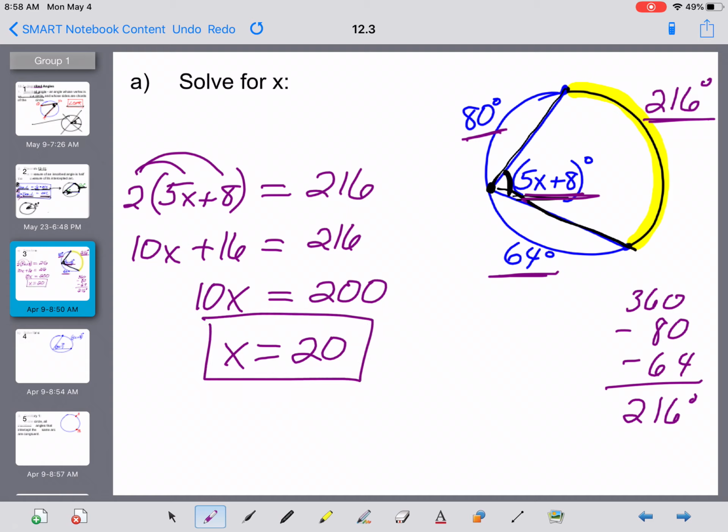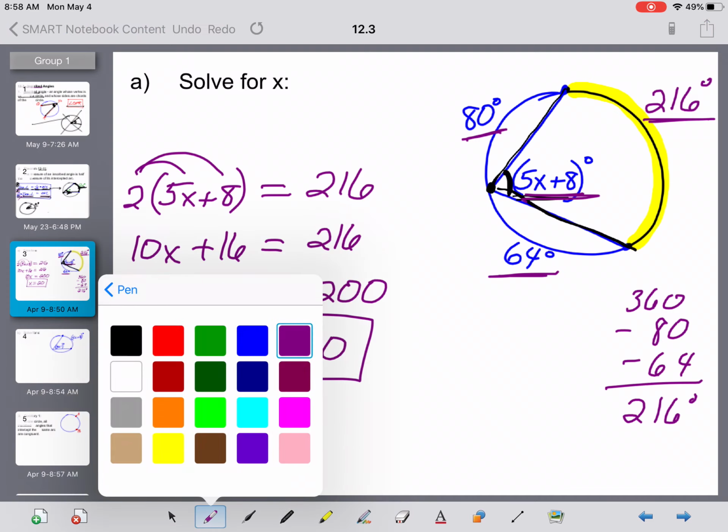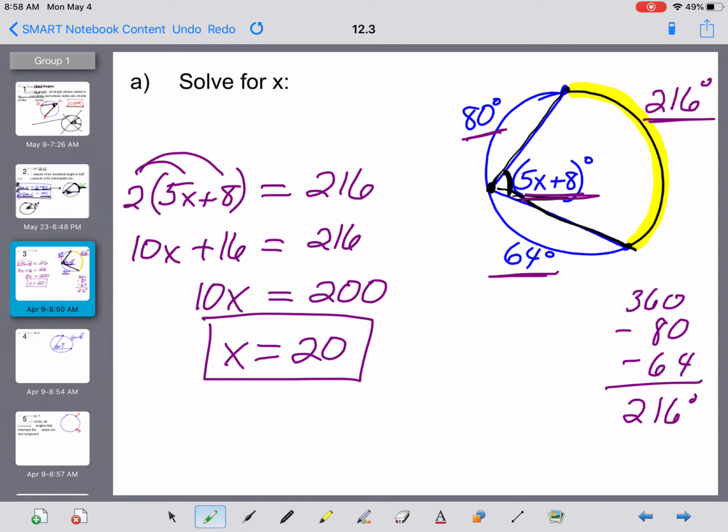Now that's all the problem told us to do here, but if we wanted to check our answer, it wouldn't be too tough. Let's try it. 5 times 20 right here is going to be 100, and 100 plus 8 is going to be 108 degrees. And sure enough, if you double that angle of 108, that's going to get you the 216 that you needed for that arc. Okay, hopefully that one wasn't too tough.